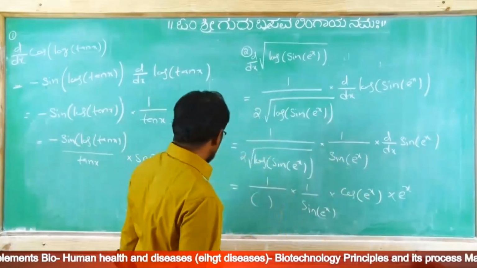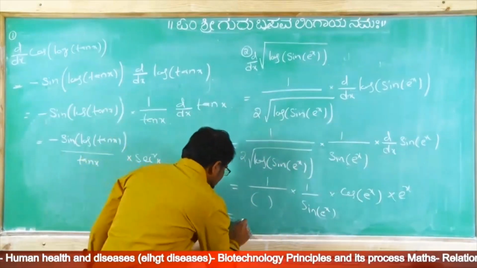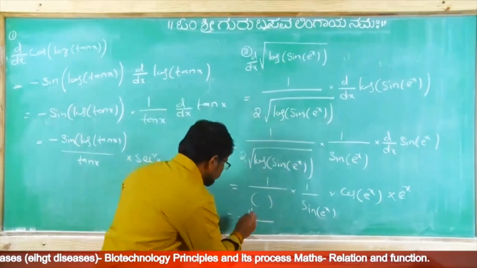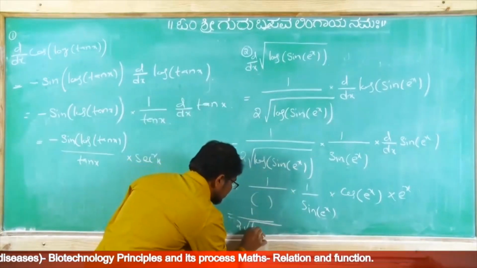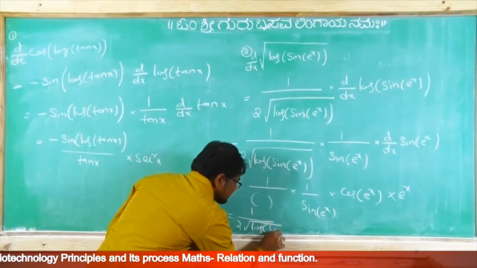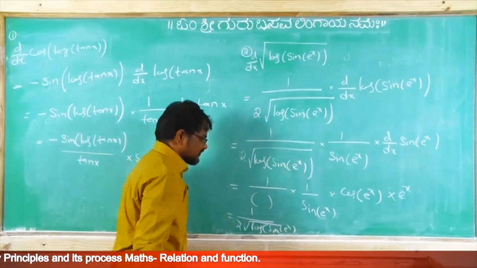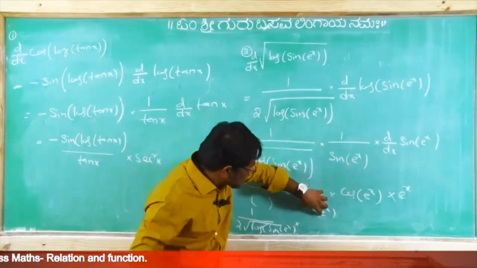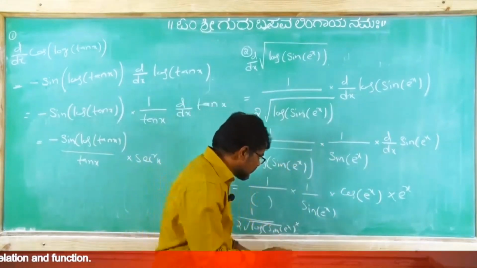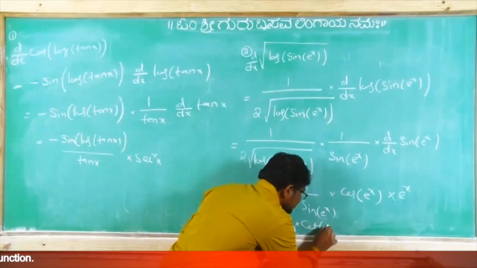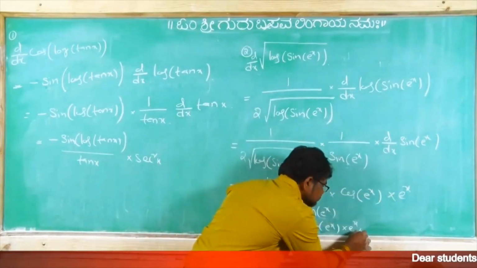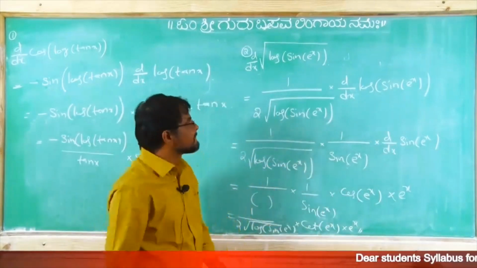Now finally if you want to write like this: 1 by 2 into root of log of sine of e power x, into cos by sine, that is cot. You can simplify like that: cot of e power x, into e power x. Like this. Right.